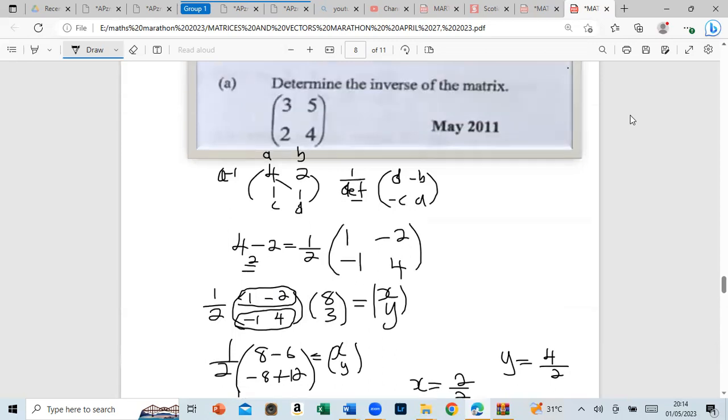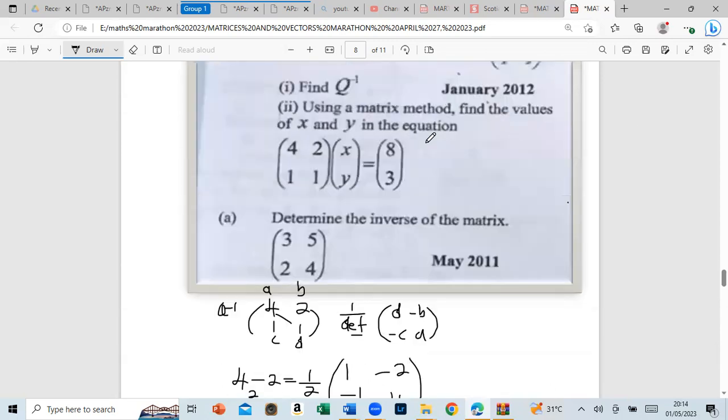You can rewrite the equations as this: 4x plus 2y equals 8. This is what the original one looked like, right? And then 1 times x is x, plus y equals 3. This was the original equation before they rewrote it like this, right? So then just take the coefficients 4, 2, 1, 1, and you have the x, y also.